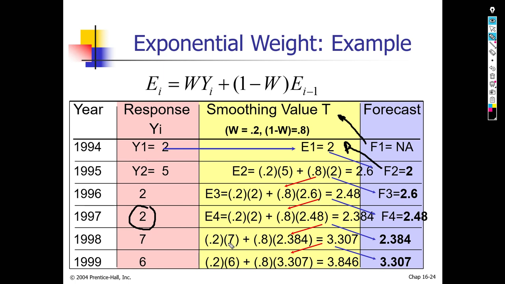Well, E5, this is E5. Now E5 is equal to 0.2 multiplied by Y5. Y5 is equal to 7 plus 0.8 multiplied by E4. E4 is 2.384, so it is equal to 3.307.